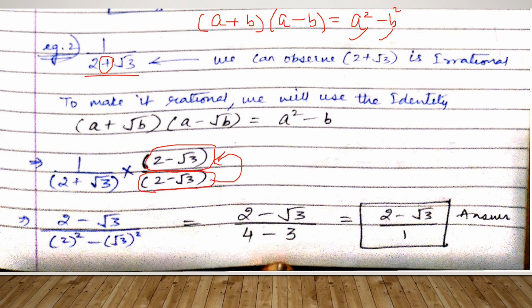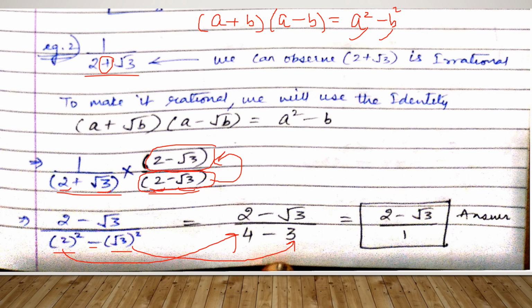Now let's check. It is 2 plus root 3, it is 2 minus root 3. If a is 2 and b is root 3, the formula is a square minus b square. It becomes 2 whole square minus root 3 whole square. Now you can see 2 square is 4 and root 3 square is 3. We have got a rational number in the denominator. We have got rid of the square root very easily.